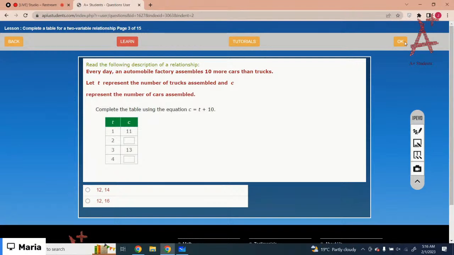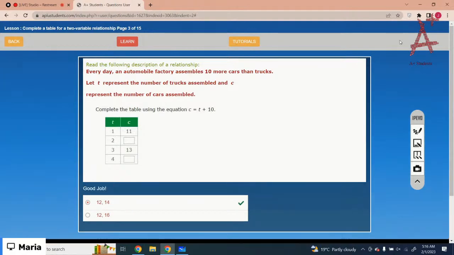Yes, it is 12 and 14. Very good. You are given T equals 2. So 2 plus 10 is 12 and 4 plus 10 is 14. So they are 12 and 14. Just select the correct option, then click on the OK button.